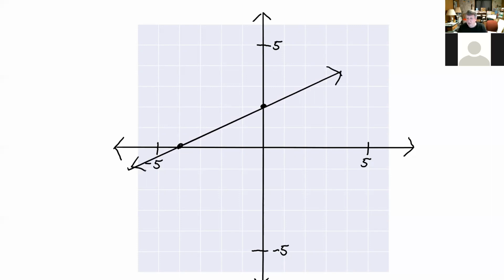Can you see that this line that I've drawn cuts through the x-axis and the y-axis? You see how it intersects those axes, so to speak? The coordinates of the point where it intersects with the x-axis is negative 4, 0. The coordinates where it intersects the y-axis is 0, 2. Any questions about that? All right, let's take a look at another example.